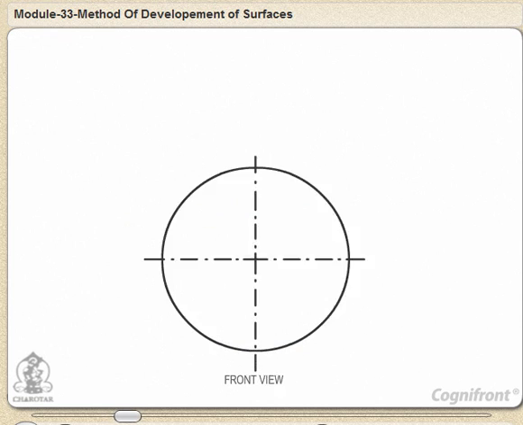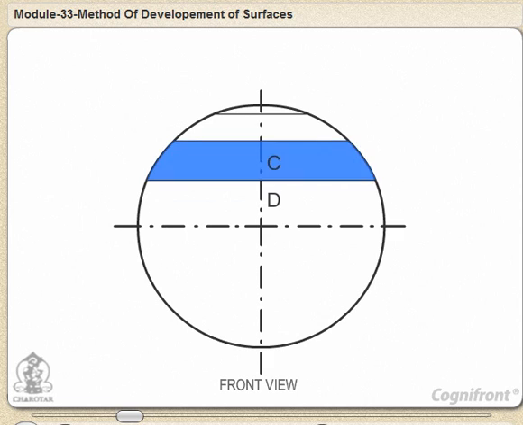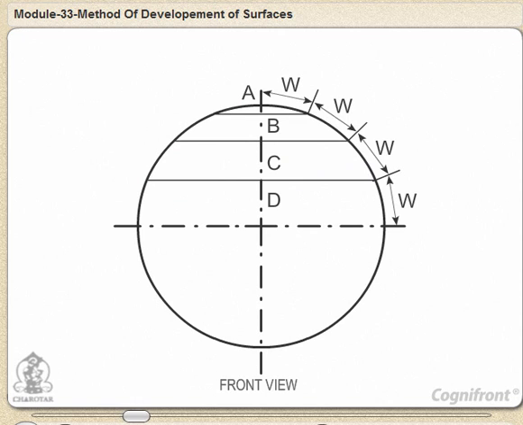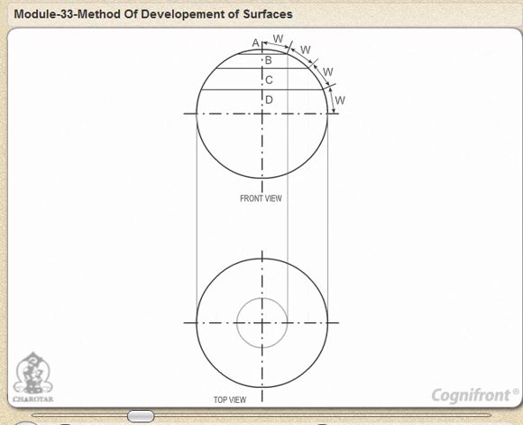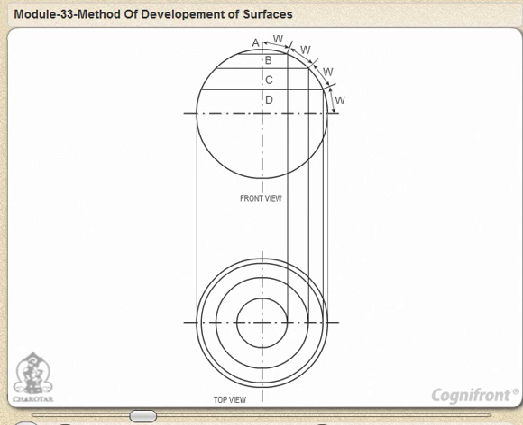Divide the top half of a sphere into 4 zones A, B, C and D of equal width W in front view. Project these zones on top view. Each zone becomes a cone frustum except the uppermost zone A, which becomes a cone of small altitude. Development of these zones A, B, C and D will give the development of the half sphere.